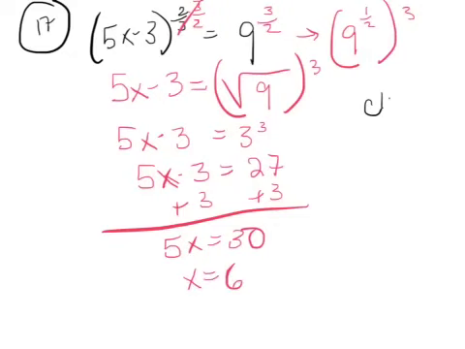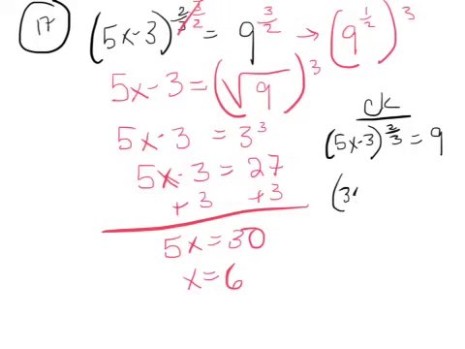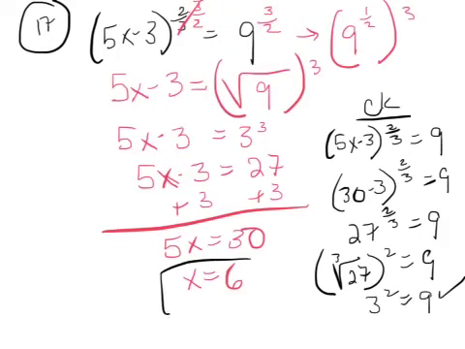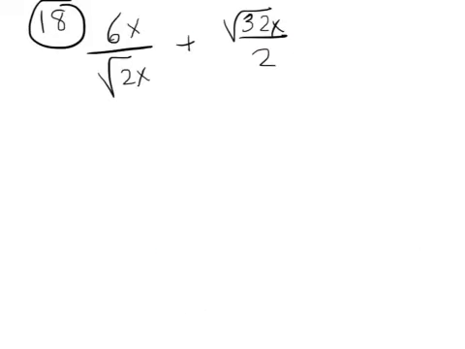Let's check it. (5x minus 3) to the 2/3 power equals 9. So that'll be (30 minus 3) to the 2/3 power equals 9. 27 to the 2/3 power equals 9. Or the cube root of 27 squared equals 9, which would be 3 squared equals 9, which is indeed true. Therefore, the solution to our equation is that x equals 6.